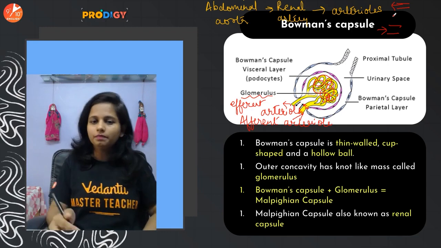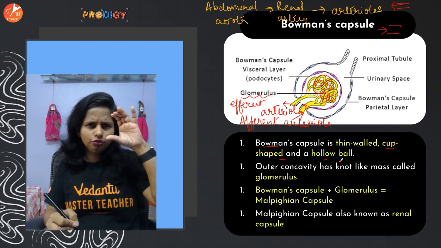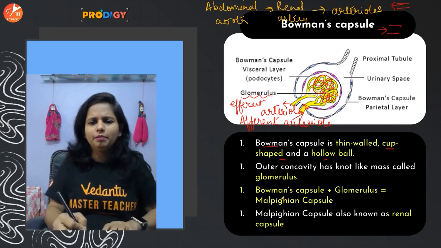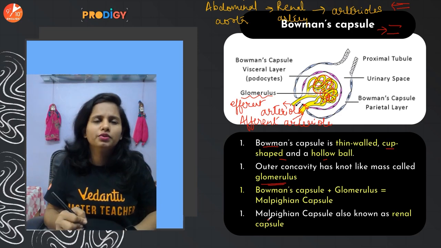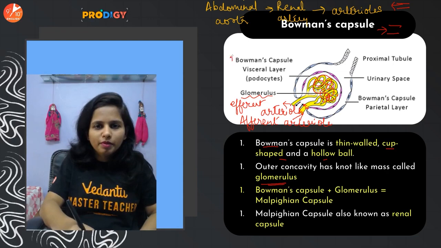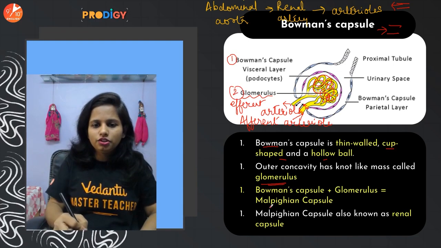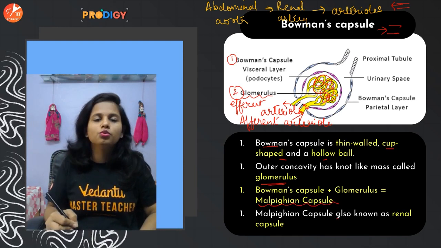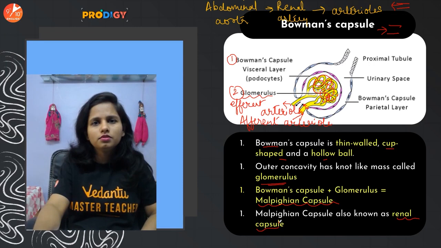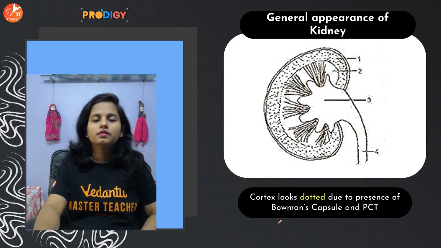See, the Bowman's capsule is a cup-shaped hollow ball-like structure, and inside that we have a ball of blood capillaries. We call it the glomerulus. If we club both of them together, that is Bowman's capsule plus glomerulus, we get a structure which is called the Malpighian capsule, also called the renal capsule. Now these are certain terms which you must remember.